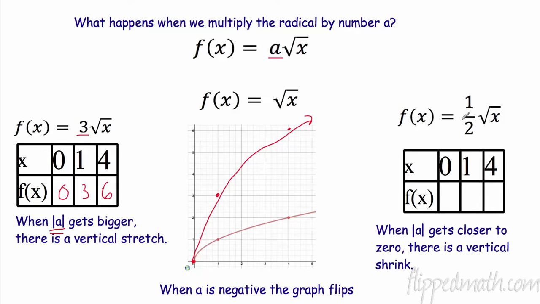Let's do this one. Half of radical x. So 0 again, half of 0 is 0. That's easy. Plug in 1, square root of 1 is 1. Half of that is 1/2. Plug in 4, square root of 4 is 2. Half of 2 is 1. So this would be 0, and then a half, and then over here at 4 would be 1. Now you can see here, as the absolute value of a gets closer to 0, it actually shrinks in. So bigger than 1, it's going to go big. Less than 1, it's going to shrink.